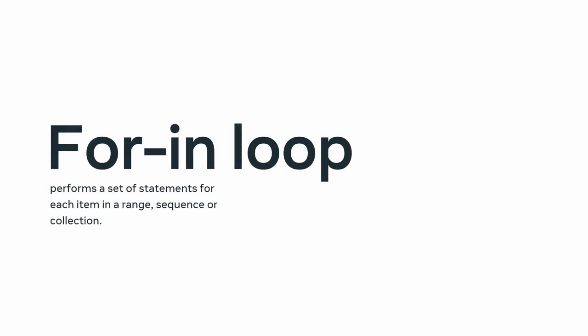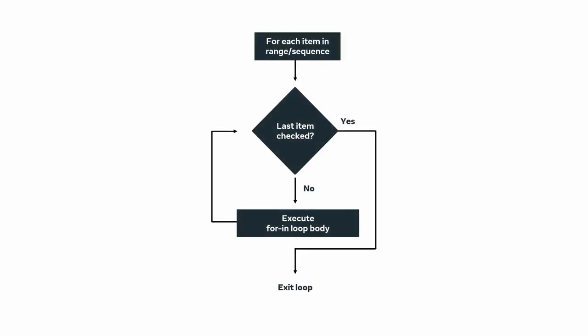Okay, so you've learned that a for-in loop is used when you need to loop a definite number of times, when you know upfront exactly how many times something needs to repeat. The for-in loop performs a set of statements for each item in a range, sequence, or collection. So, for each item in a range, the for-in loop body is executed. Once the last item is checked, the loop will terminate.